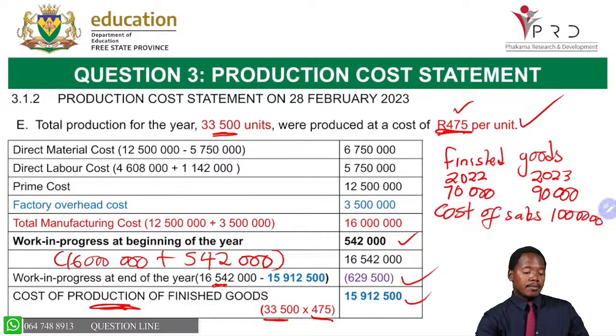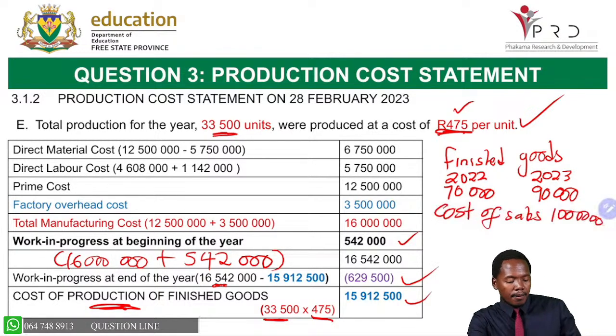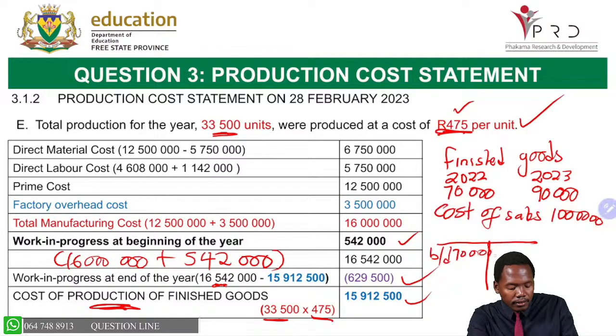So how do I get my cost of production of finished goods now? We're going to say opening balance, or we can have it in a T account way, opening balance of 70,000. And then we have our cost of sales of R1 million. This is our cost of sales. We can have our closing balance of 90,000.